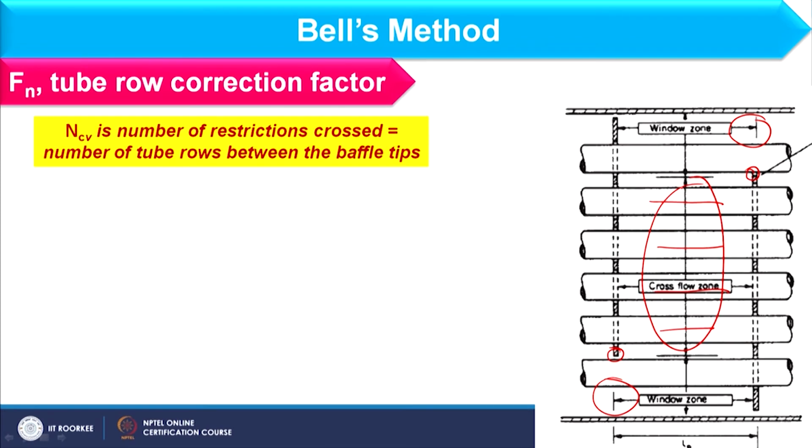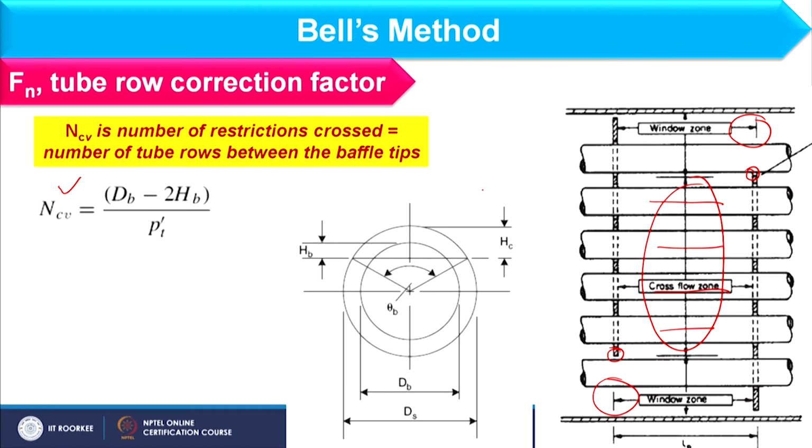So, let us start how to find NCV. Okay. So, NCV, if you see the expression, that is basically dB minus 2 HB by PT dash. Okay. And what is this dB and HB? That we can explain through this schematic. Here if you see, this is the shell dia, okay, and here I am having bundle dia. Okay. So, bundle dia is obviously lesser than the shell dia, and what is this? If I consider this section, what is this? This is basically baffle cut, okay, and this chord is making angle theta b at the center. Fine. So, HB is what?